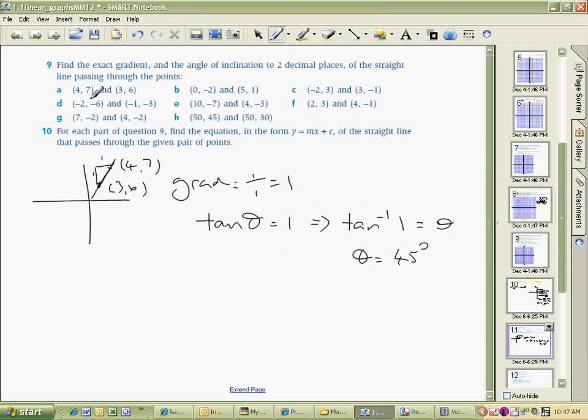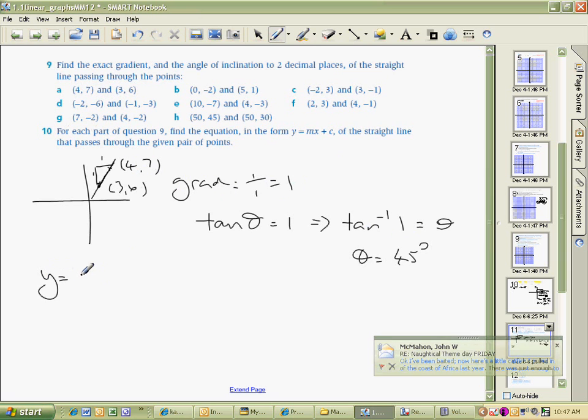So that's all I asked for question 9, but question 10 asks you now to find the equation in that form, y equals mx plus c. So we know the gradient, we've got that, and we've got 2 points. So for this particular one, for question 10, finding the equation, we'd say, okay, well look, we've got the gradient, it's equal to 1x plus c, and that's the gradient there, which is given by that.